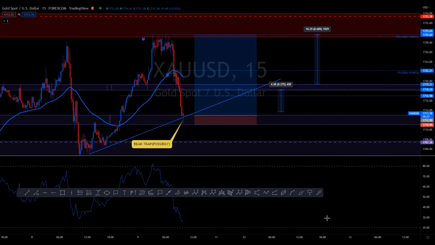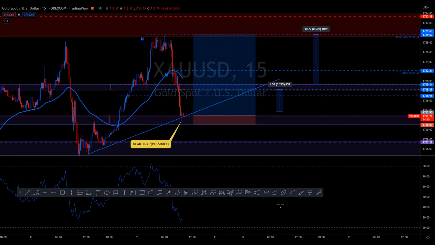All right, so we are about to hit the 10 o'clock candle. We'll see where we're at. This possibly could have been a bear trap. 2, 1, 10 o'clock candle. Let's see. Let me pause this recording.